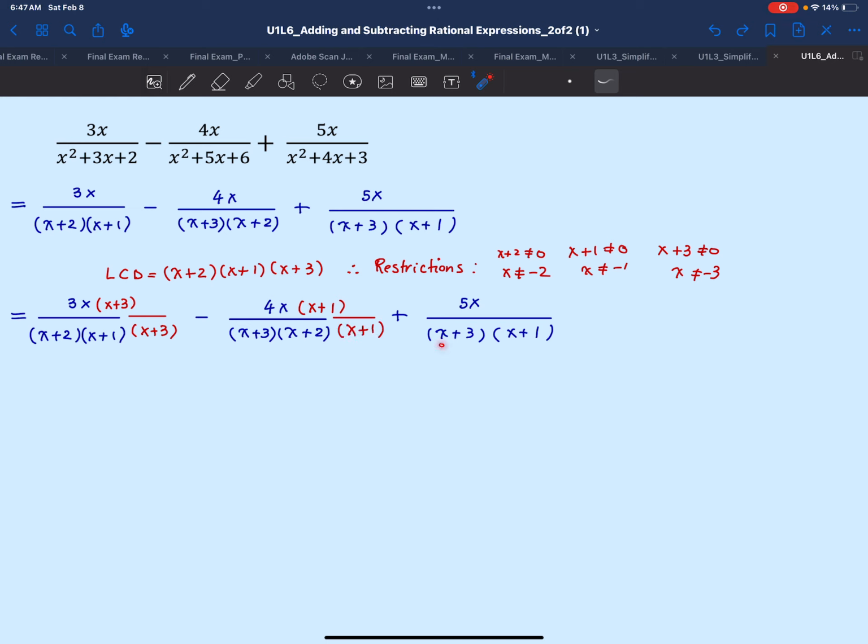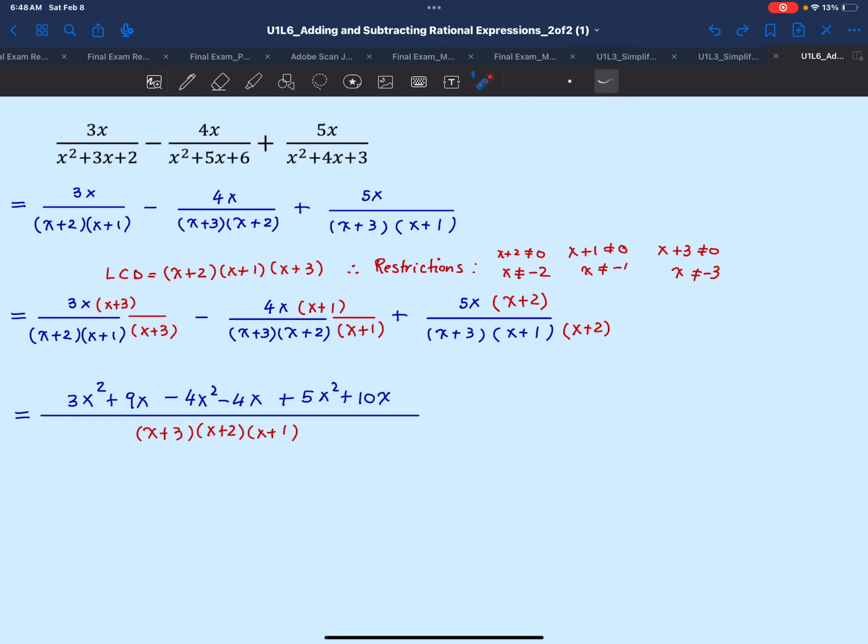And lastly, we have x plus 3 and x plus 1 present in the denominator. We're going to need to bring in x plus 2. So we multiply both numerator and denominator by x plus 2. As you can see now, all the denominators are the same, which means that we can bring the entire rational expression under the same denominator. And while we bring all the terms under the same denominator, we try to expand the terms in the numerator.